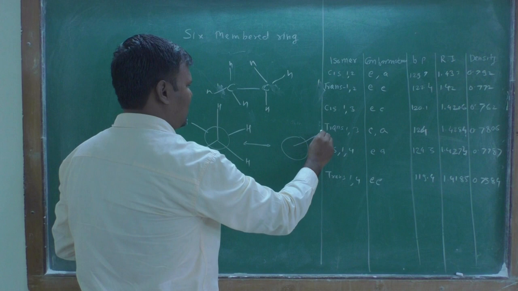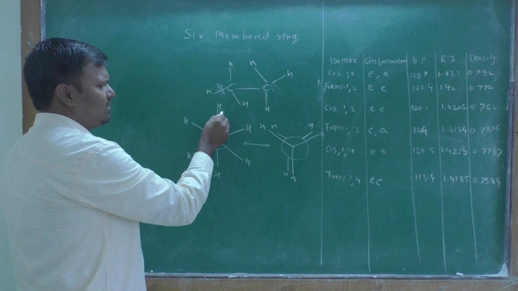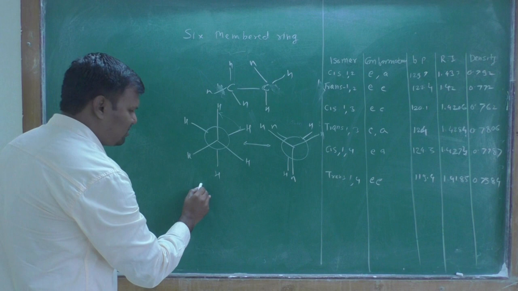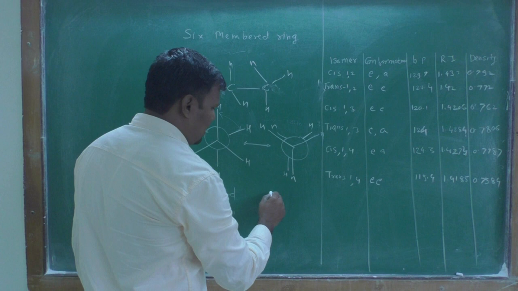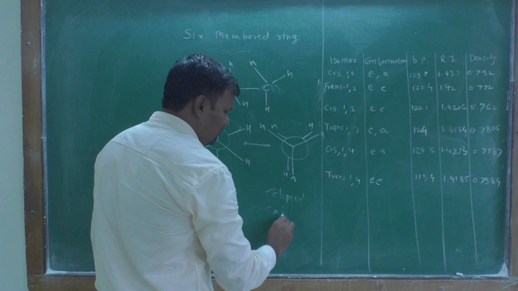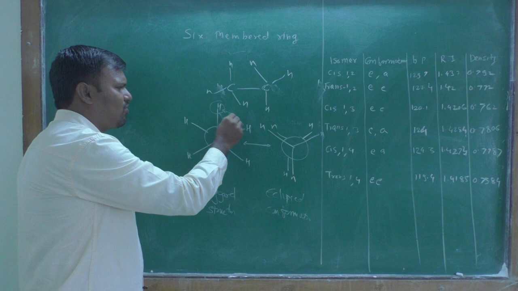After rotation, you find that your hydrogen positions have changed, and it looks like that. In the first structure, these two hydrogens are maximum away from each other. This structure is called the staggered structure or staggered conformation, and this other structure is called the eclipsed conformation. In the staggered conformation, the hydrogens are perfectly staggered and maximum away from each other.